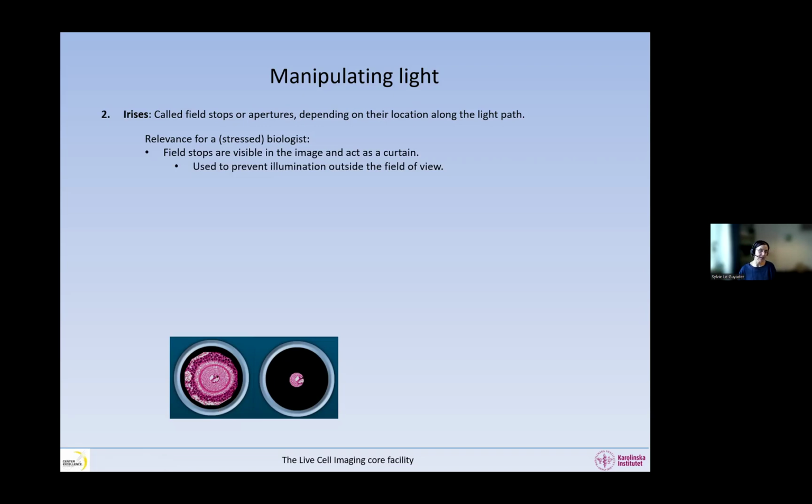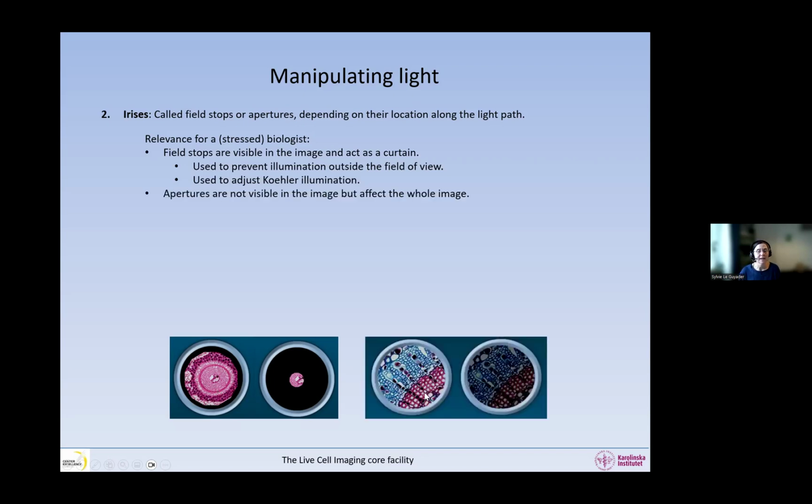And you will have to do this when we do the color illumination exercise. You will have to align your microscope for transmitted light microscopy, and then you will have to close a field stop. So it's used in the color illumination. We will do that later. Whereas apertures are not visible in the image, but they affect the whole image. And this is also used in transmitted light imaging to adjust the contrast. So you will also need to close an aperture when we do the color illumination exercise.